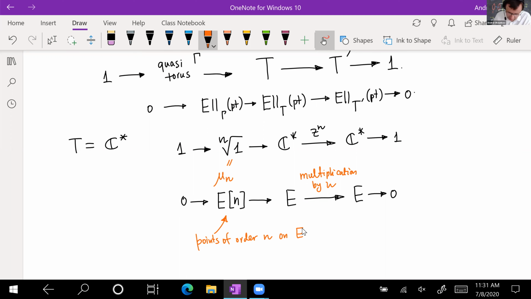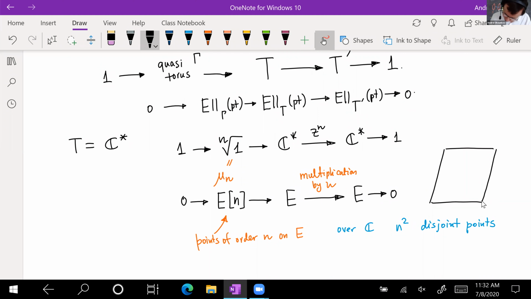And in general, over C, this would be n squared disjoint points, corresponding to points of order n. What would that look like? So I have my fundamental parallelogram, with 1 and tau. And then points of order, let me try to draw points of order 4. So that would be something like that. Right, so this is 16 points of order 4.